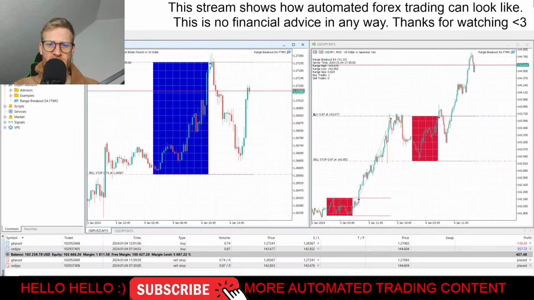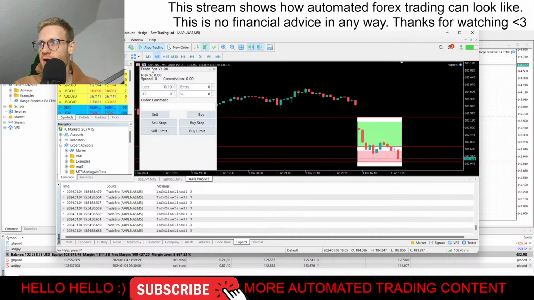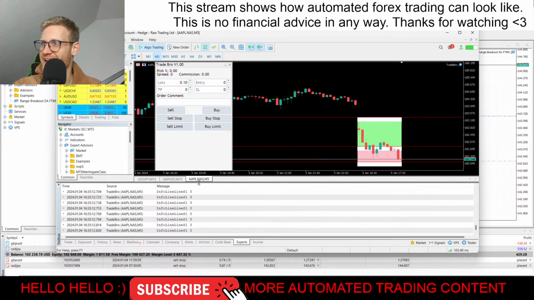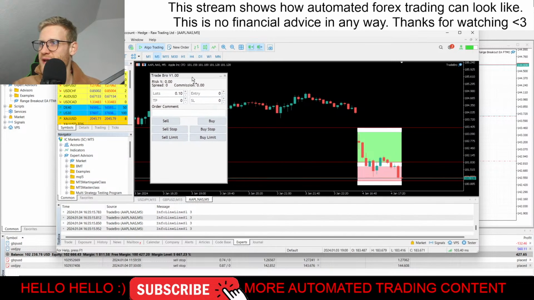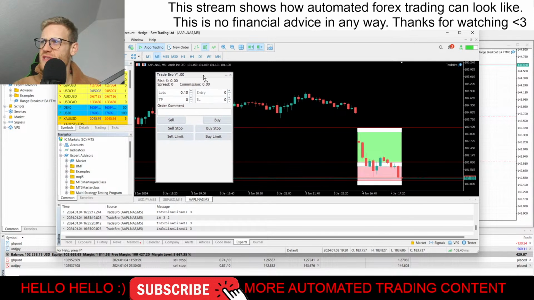Right now I'm actually working on a tool for you guys. Oh, but this is actually a lot more work than I thought in the beginning. I call this the Trade Bro, and I think that's a really cool name. This should be a trade panel that can help you manage your orders and calculate the risk for you.